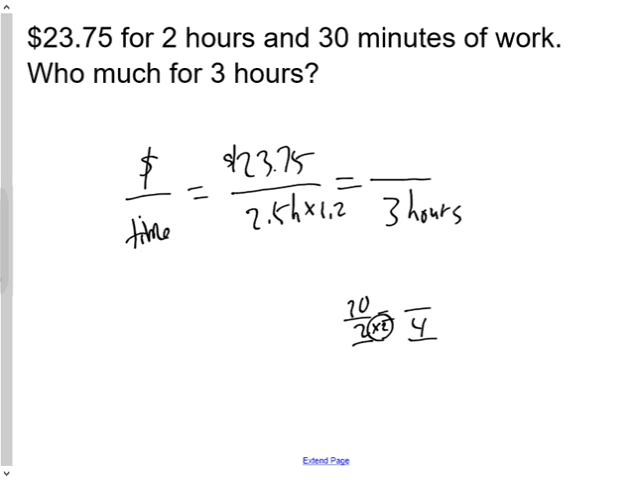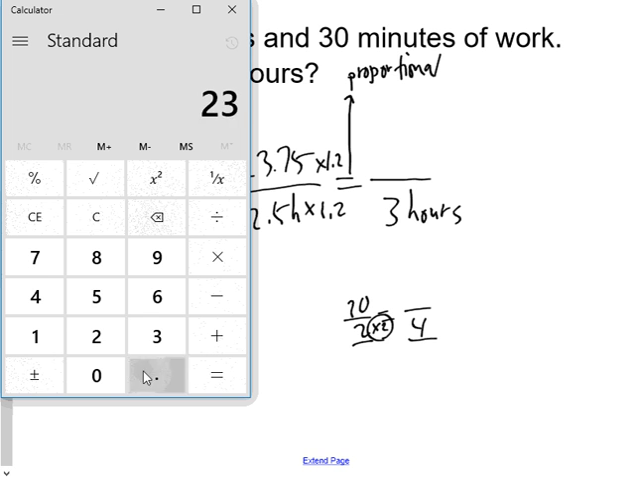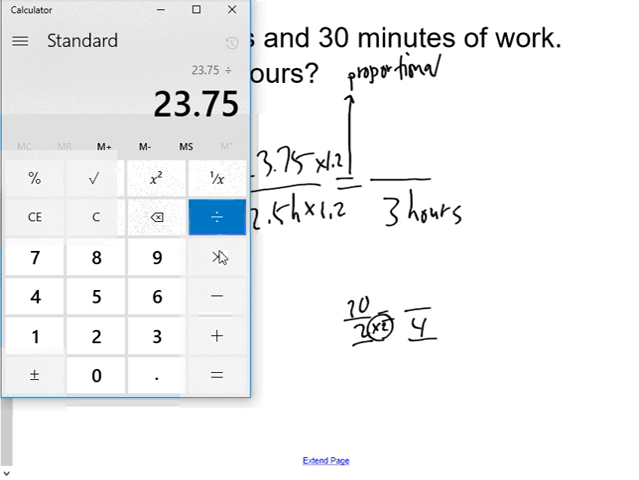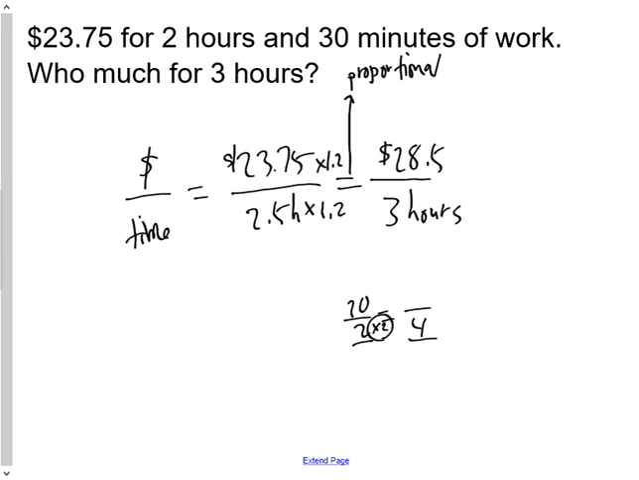So if I multiply the bottom term by 1.2 to keep it proportional or equivalent, I'm going to multiply the top by 1.2. Take 23.75 and multiply by 1.2, and therefore it's $28.50, and therefore it's $28.50 for 3 hours of work. There's my solution. And that's using what we call the multiply-divide method.